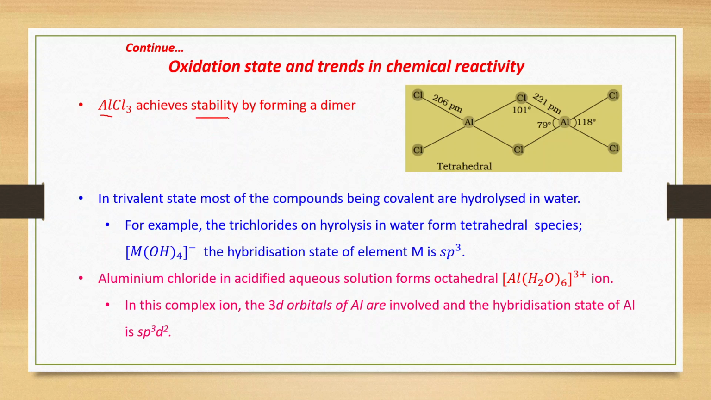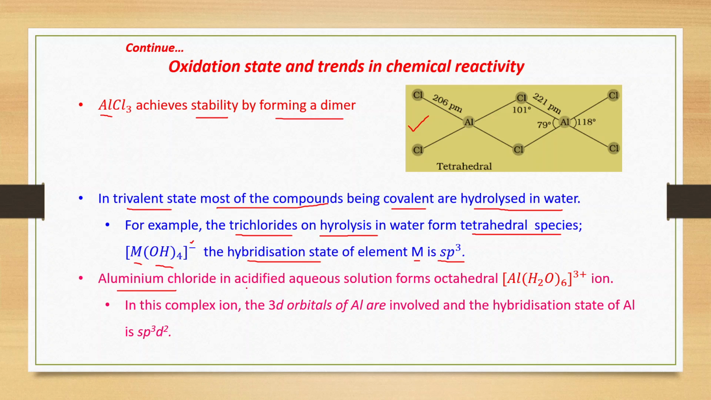AlCl3 achieves stability by forming a dimer. This is the dimer of aluminium chloride. In the trivalent state, most of the compounds being covalent are hydrolysed in water. For example, the trichlorides on hydrolysis in water form tetrahedral species like this, M(OH)4−. This is tetrahedral. The hybridization state of element M is sp3.